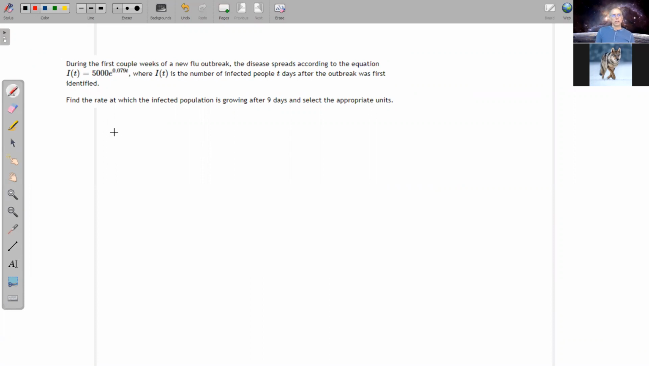In the last part here, we are trying to find the rate of growth 9 days in. So if I is the number of people, and then we find the derivative with respect to t of our function I, right? So that's the rate of change of the number of people infected, right? Our change in y. So delta y.